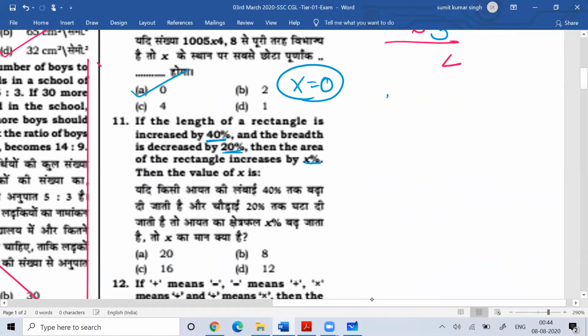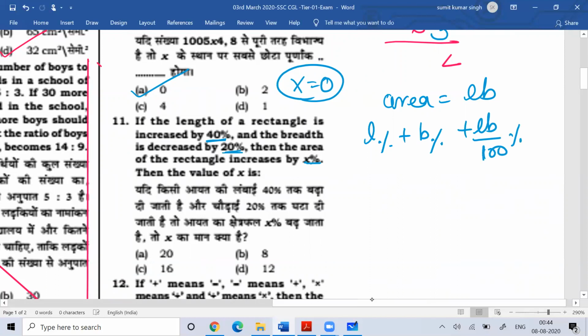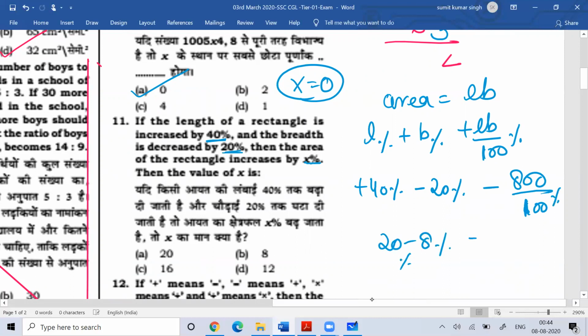If area is equal to length into breadth, and if length changed by L% and breadth changed by B%, then the area will change by L% plus B% plus LB by 100%. So here your length increases by 40% and your breadth decreases by 20%. Plus into minus is minus, minus 800 by 100%. This is 20 minus 8 equal to 12. The 11th answer is option D.